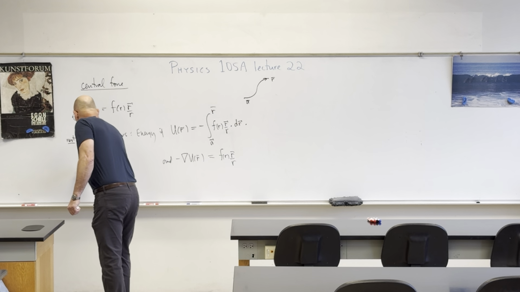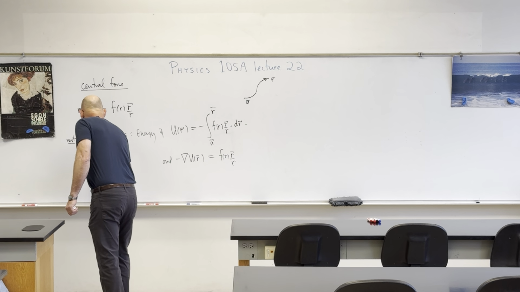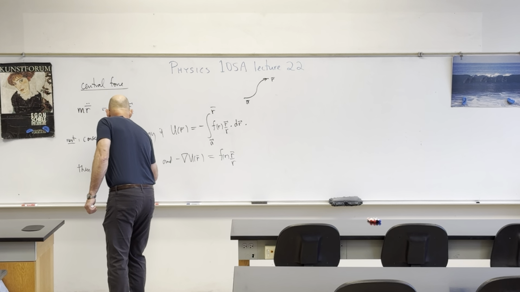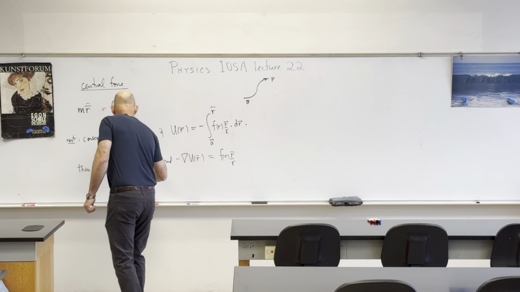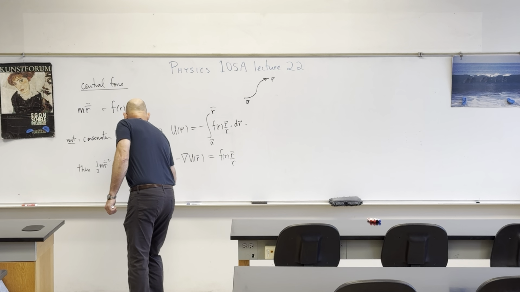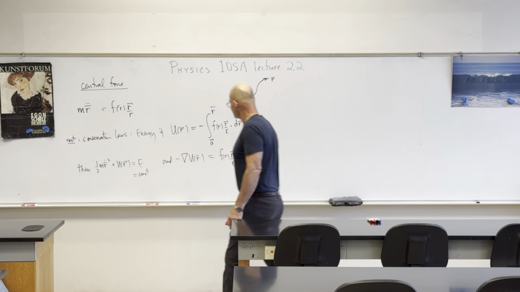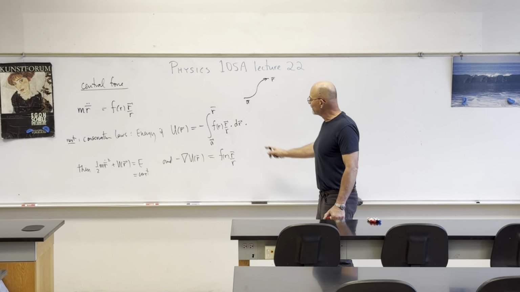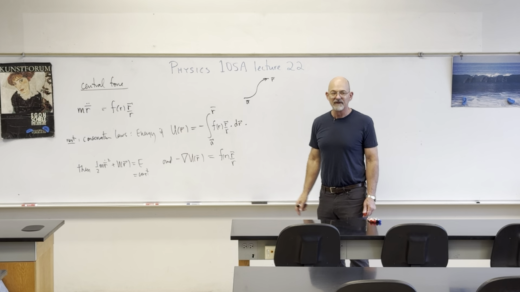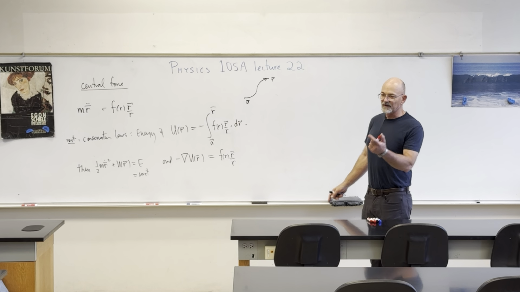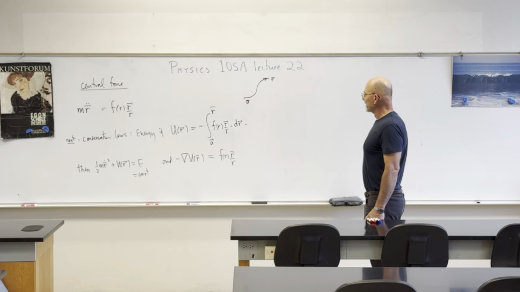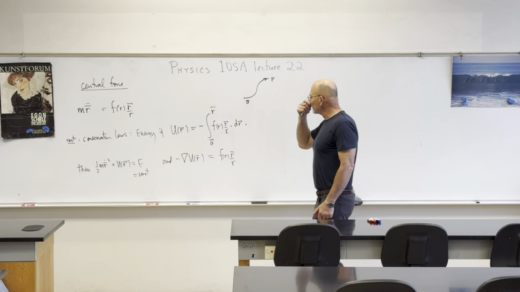So then we have 1/2 m r dot squared plus U of r equals E equals constant. To say that generally, you actually need some of the facts of vector analysis that we're talking about in math methods, right? So we're going to assume that and prove it later.